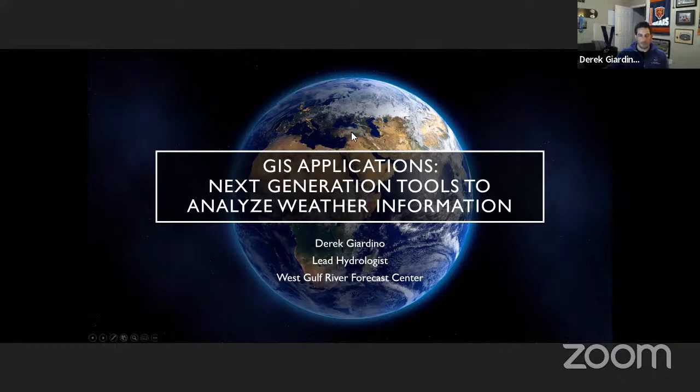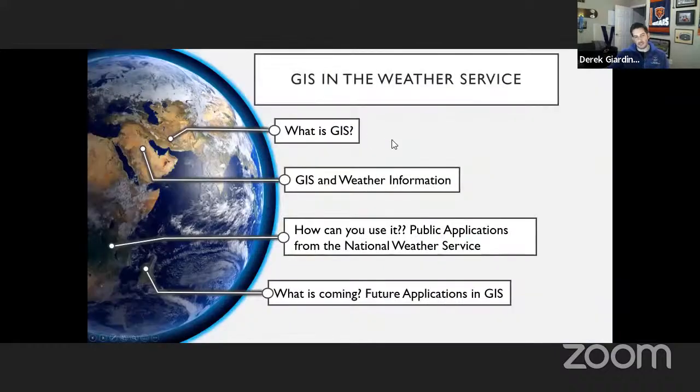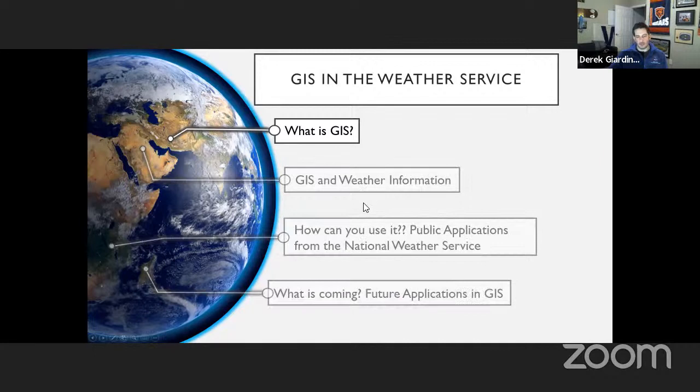Basically, I'm going to take you through some of the basics of GIS. This won't be any kind of long lectures, only a few slides on what GIS is and how we use it with weather information. Where we'll spend most of our time is, well, how can you guys use it? What are some of the cool tools out there that you can get onto and use right now that are available? And then what are some of the tools that will be coming here in the near future that are actually right now in final phases of getting online so that we can get them to you guys. So we'll start really with what is GIS.